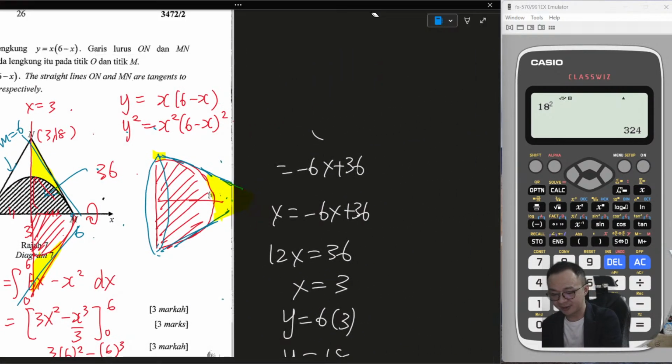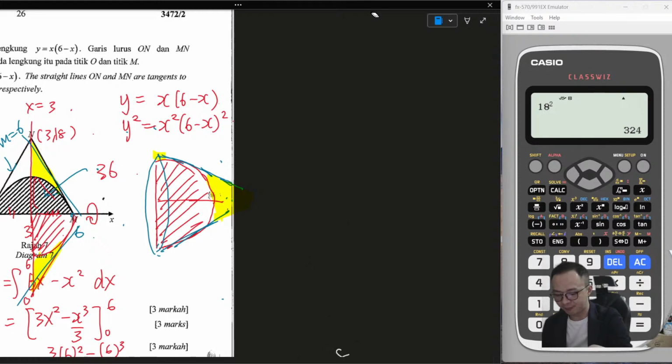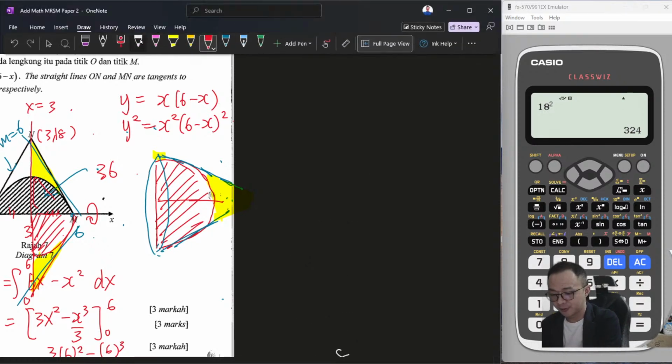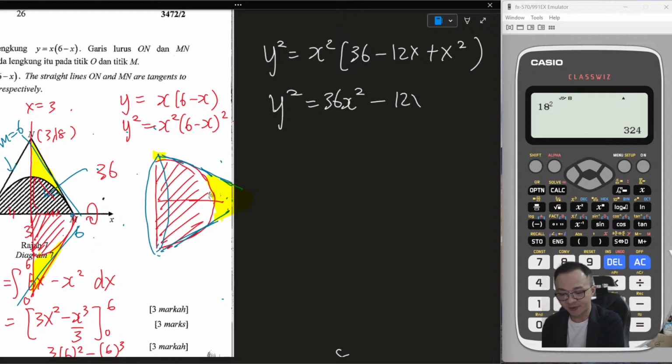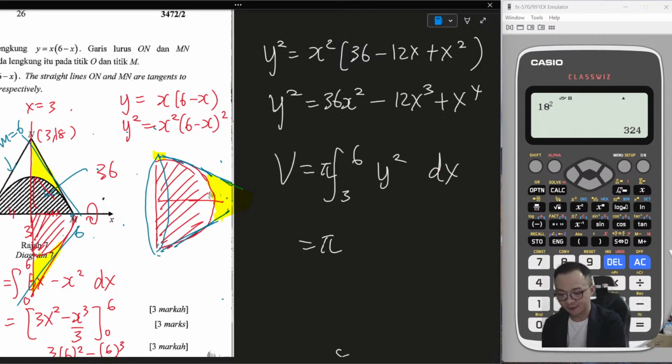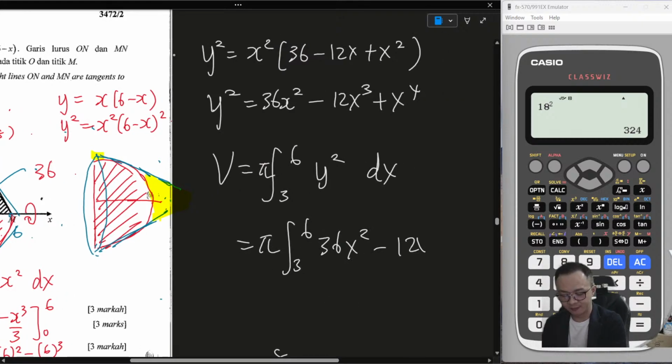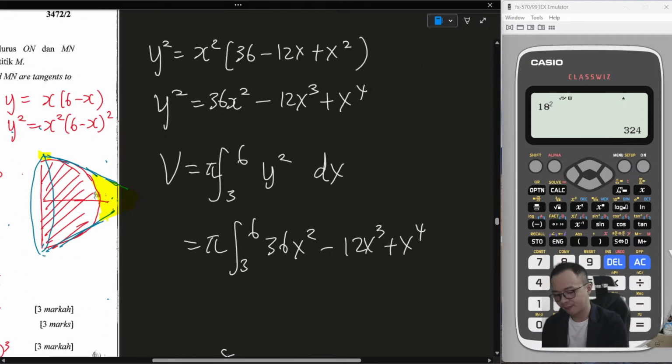Okay, let's do this one. Because you need y squared, this is x squared, and this one is 36 minus 12x plus x squared. So y squared is 36x squared minus 12x cubed plus x to the power 4. So I want to find the volume. I will integrate from 3 to 6, pi outside, y squared dx. Then I will insert my y squared here, dx.